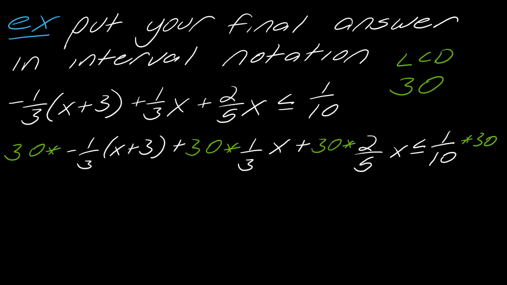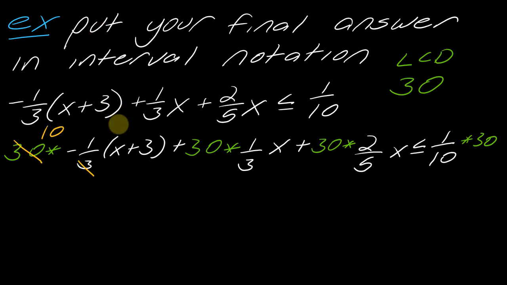Okay, so this is the old LCD trick. And so notice that I've now gone through and each part of that inequality I've multiplied by 30. And the reason that I did this is now I can cancel out my denominators. So the way that works is that I think to myself, okay, so 3 and 30. So 3 goes into 30 how many times? 10 times. So I can cancel this out and write 10 here.